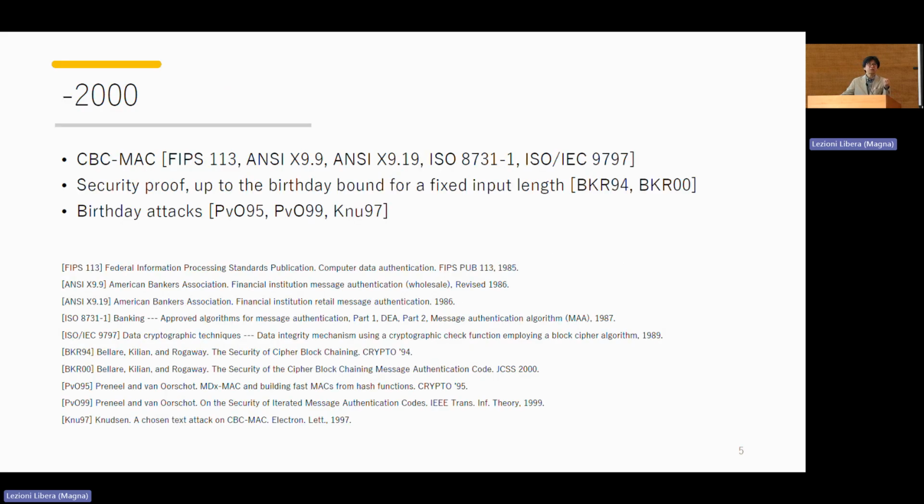Despite this limitation, CBC-MAC was already in standards in the 80s. CBC-MAC was in the US standard and also in an international standard. There is a security proof up to the birthday bound for fixed input lengths, because for fixed input lengths there is no length extension attack. And there are also birthday attacks.